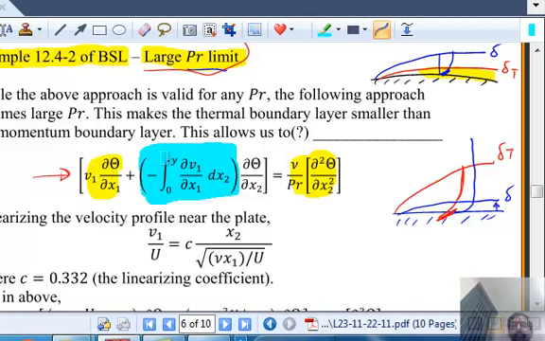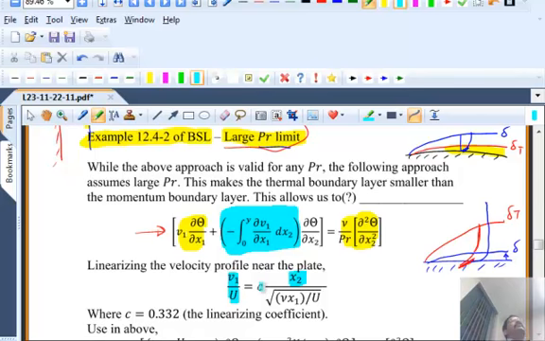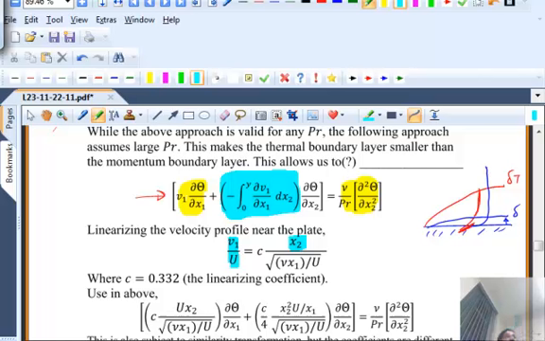Now, linearizing the profile, this is the basic idea that we talked about. V1 over U is a linear function of x2, the direction perpendicular to the plate. Okay, and this you have to do, I have not shown the steps here, by taking the function f from Blasius's solution, which gives you the velocity profile, and doing a Taylor series expansion on that. Again, in BSL he doesn't do that, so make sure that you can fill in the intermediate steps. If you have difficulty, come and see me. Okay, but this is basically the linearization step from the Blasius solution near the plate.